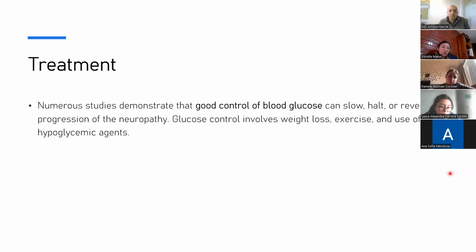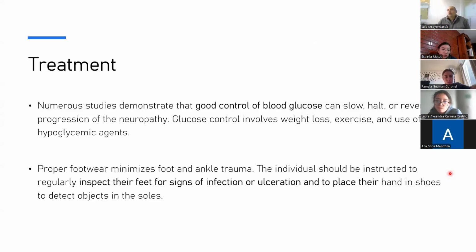Good control of blood glucose can slow, halt, or reverse progression of the neuropathy, but it depends on whether you are also losing the muscles and then you are losing that part. Exercise, hypoglycemic agents, etc. Then proper footwear to minimize foot and ankle trauma. That's what I was telling you. Inspect their feet for signs of infection and ulceration, then place their hands in shoes to detect objects that they cannot feel in the feet anymore.